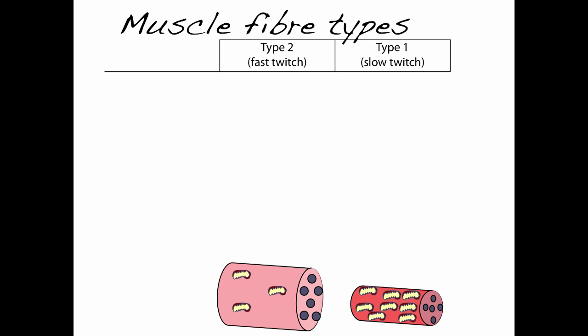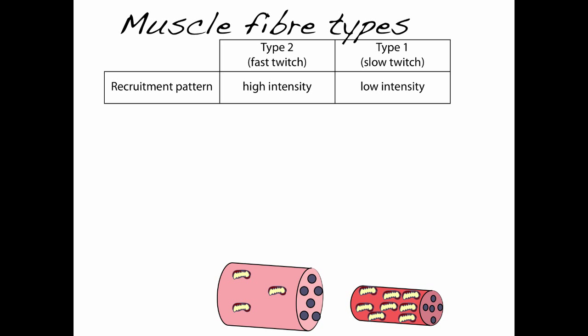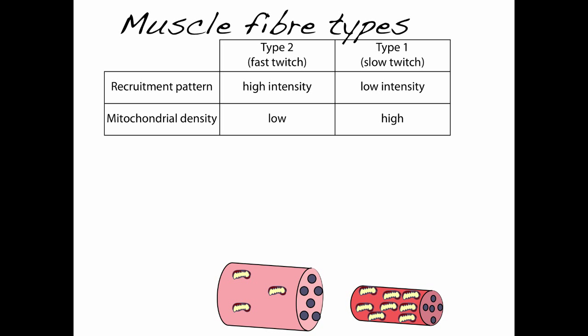Okay, so we often refer to type 2 muscle fibers as fast twitch muscle fibers and type 1 as slow twitch. And like I said, there's subtypes within each of these. And so our recruitment pattern is that during low intensity exercise, we're going to primarily rely on type 1 muscle fibers, but as intensity increases, our motor unit recruitment pattern is such that we're going to recruit more type 2. If we look at the number of mitochondria contained within type 2 versus type 1, type 1 is going to have a very high density of mitochondria, while type 2 is going to have a lower density of mitochondria.